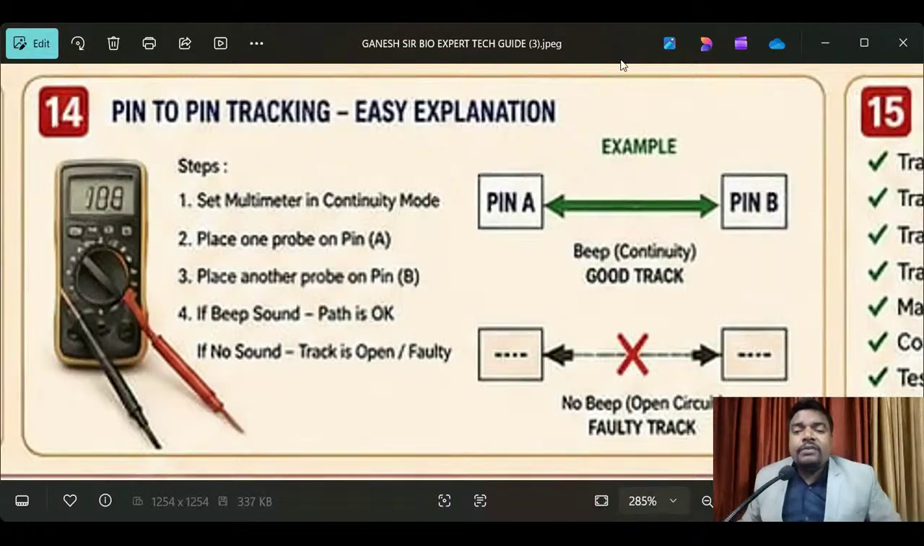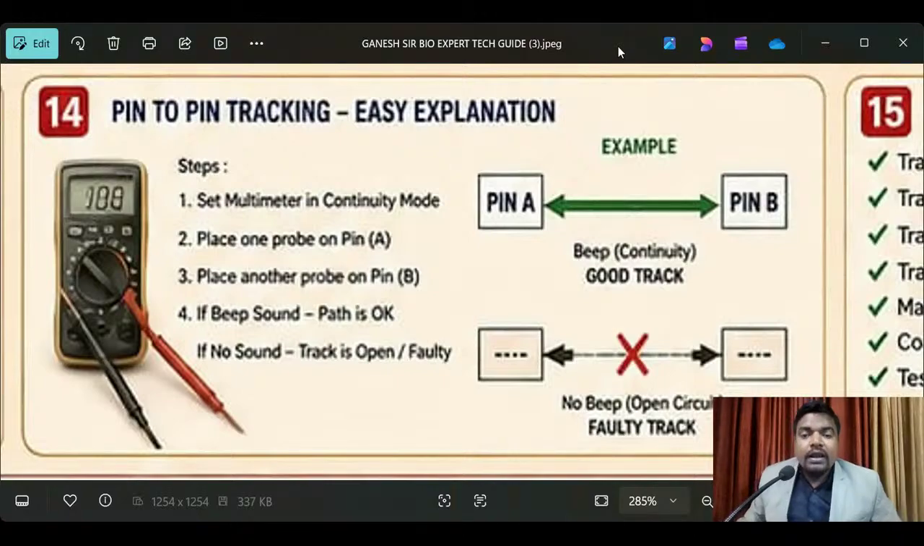And pin to pin tracking, I'm going to say step wise. First of all, see this picture, pin A to pin B. See here, example: a beep means continuity is good, if you use your multimeter. By using your multimeter, both terminals are there, positive and negative terminals. Using these, you keep one probe on one connection and the other on the other connection, and you check the continuity. So you can find out whether it is good or bad. If the beep sound comes, then automatically you can find out.